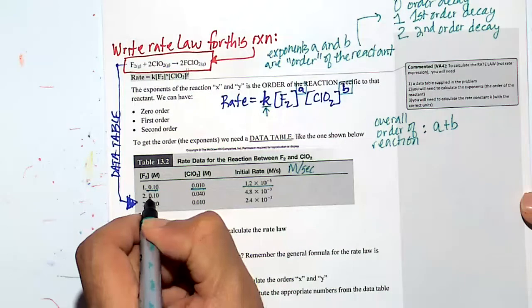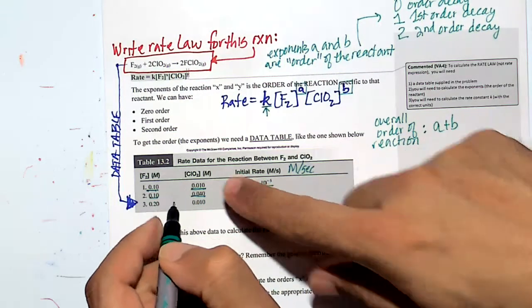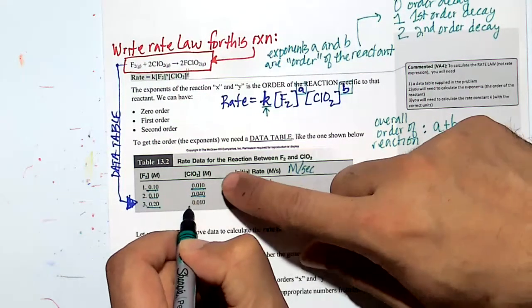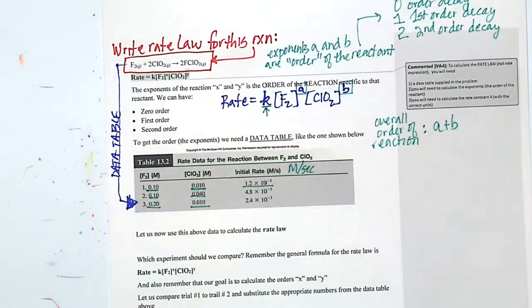Experiment 2, they did 0.10. They kept that the same, but they increased this 4 times. And then in experiment 3, they doubled F2, but they kept this guy the same as experiment 1. So what are they doing? They're varying different things. Varying one, keeping the other constant. Varying the other, keeping this guy constant.